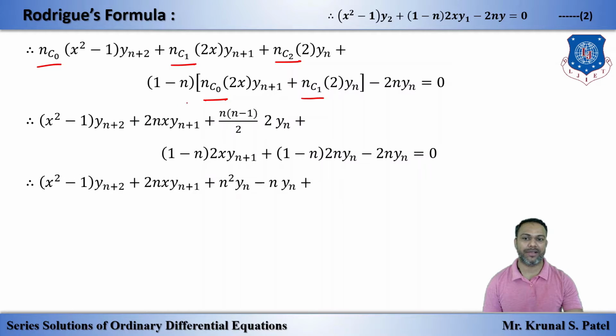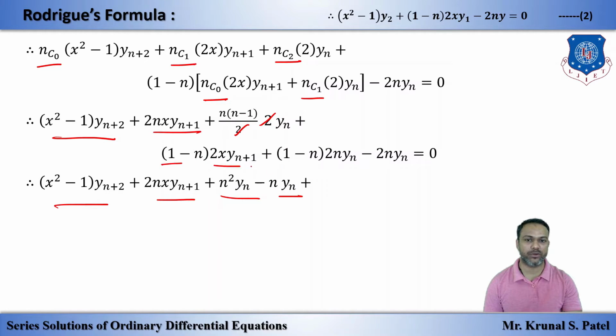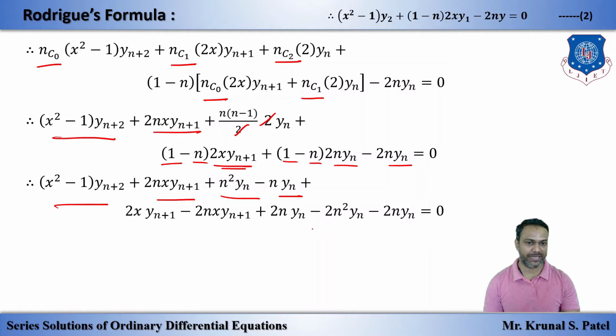Now we'll expand the bracket. This term as it is, this term as it is, and we'll cancel out, and opening this bracket, n square y2 minus n square yn minus n yn. Now again simplifying, 1 into this, n into this, and similarly 1 into this, n into this, and this as it is. So we have this term. Now you can see that some terms cancel out. This cancels out, and the second, 2n yn, cancels out. So the remaining term is this, and subtracting this from this, this term is single.